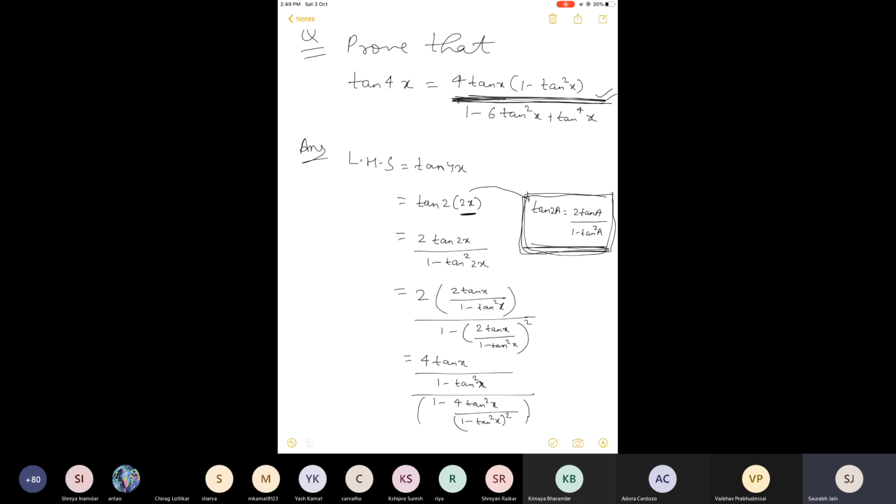So if you start with the RHS, it will be very complicated. You will never reach this answer. If you want, you can try it on your own.